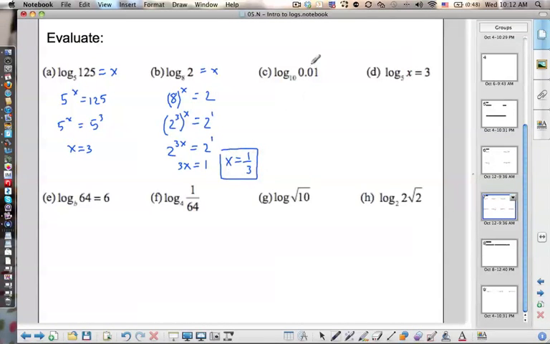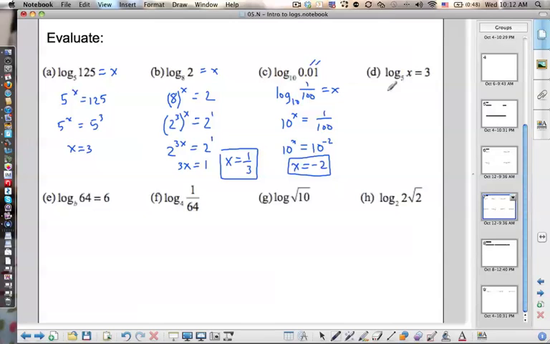All right, this one, that's tens and hundreds. So this is log base 10 of 1 over 100 equals x. So 10 to the x equals 1 over 100. 10 to the x equals 10 to the negative 2. X equals negative 2.